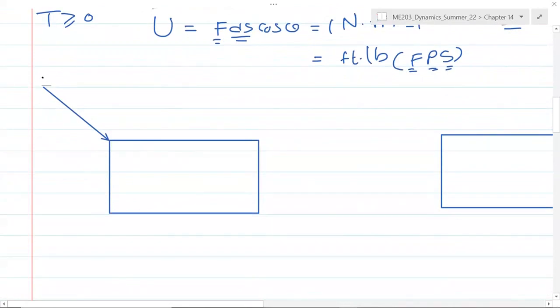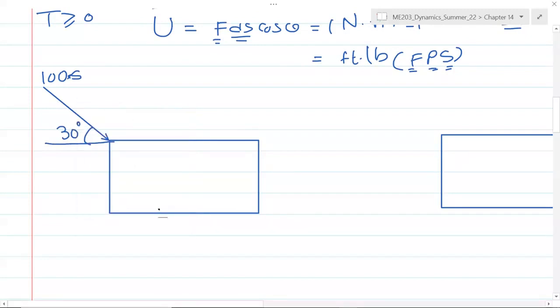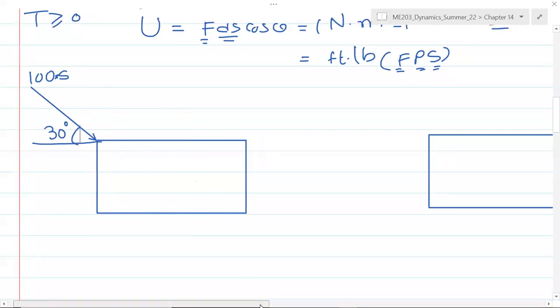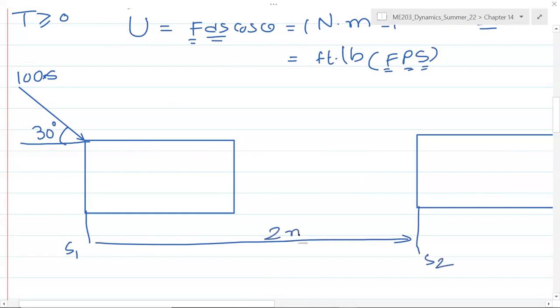So let's say that this force is 100 s. It's not 5, it's s. So it's 100 multiplied by s, where s is the displacement, and this angle here is 30 degrees. As a result of this applied force, the box has a displacement of 2 meters. So let's say that the box goes from position 1, which is S1, to position 2, which is S2, and this is 2 meters. So calculate the work done by this force.